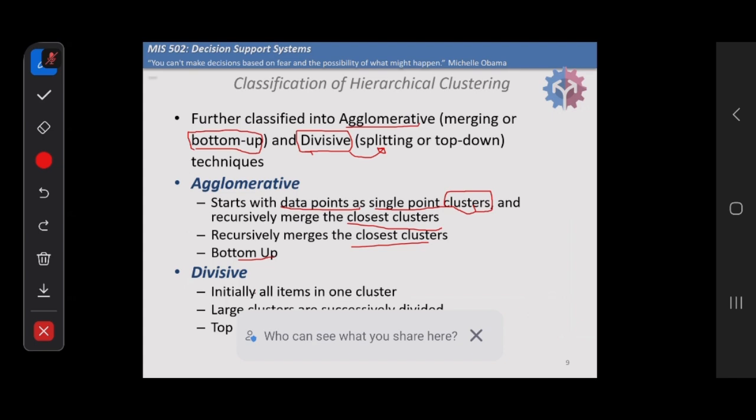Divisive, on the other hand, you start with only one very big cluster in which all points are there, and then you successively divide. I showed you on the previous one. You divide. And this is why it is also called top down approach.